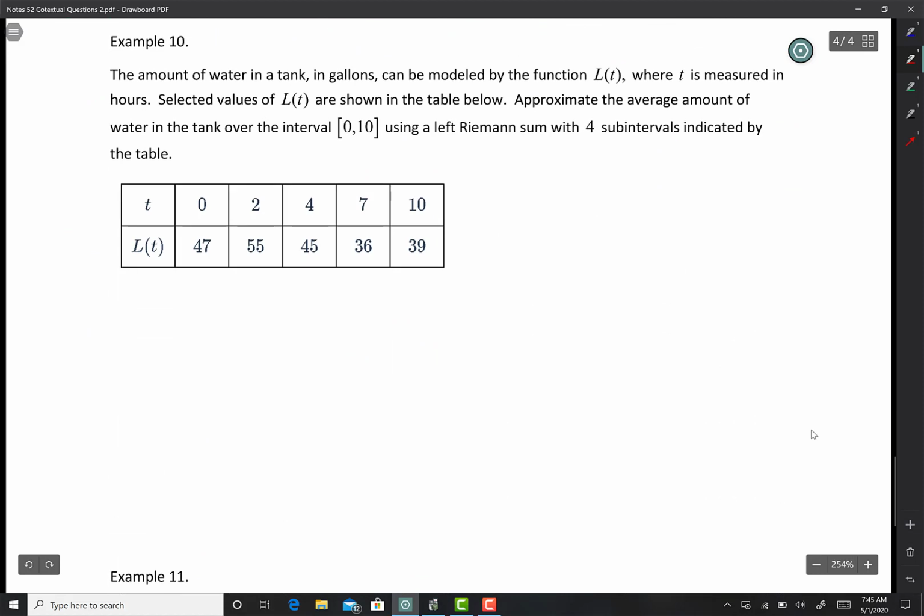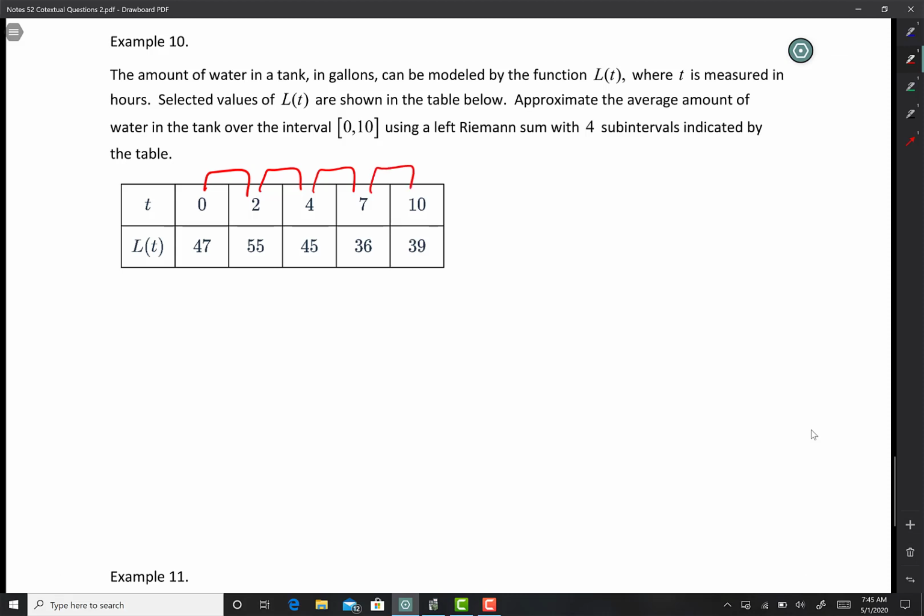The amount of water in the tank in gallons. Okay, so another one. So these guys like tanks. It can be modeled by the function L of t, where t is measured in hours. Selected values of L of t are shown in the table. So this time L of t is just how much water there is in gallons. Approximate the average amount of water in the tank over the interval 0 to 10 using a left Riemann sum with 4 subintervals indicated by the table. 1, 2, 3, 4. Yep, I have 4 of them.